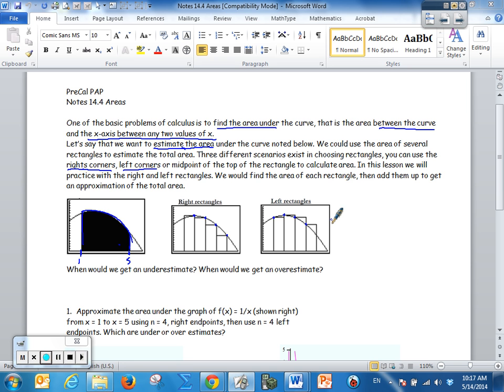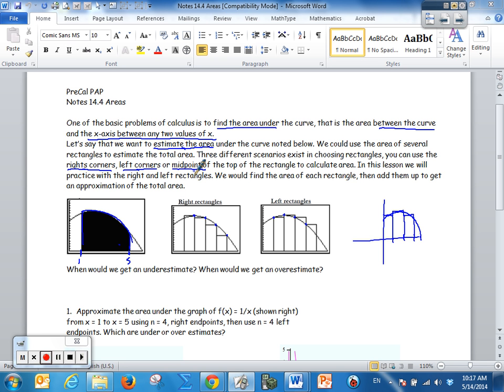The third type of rectangles we could use are called midpoints. And so what we would do, say we had a curve like that, we would go and the midpoint would be touching. So right here, the midpoint would be touching our function value right there. Okay, so that is called midpoints. And it'll also tell you which one to use, whether it's a right corner or a midpoint.